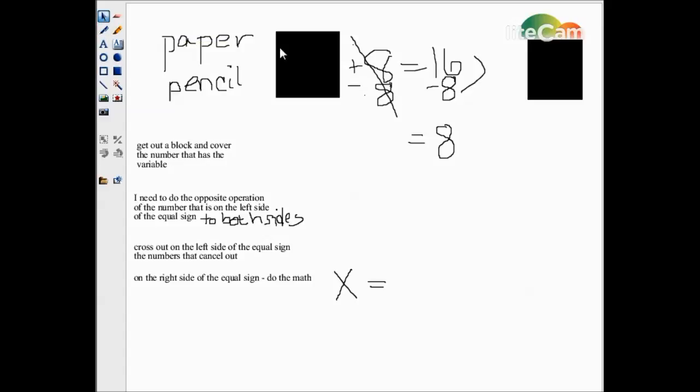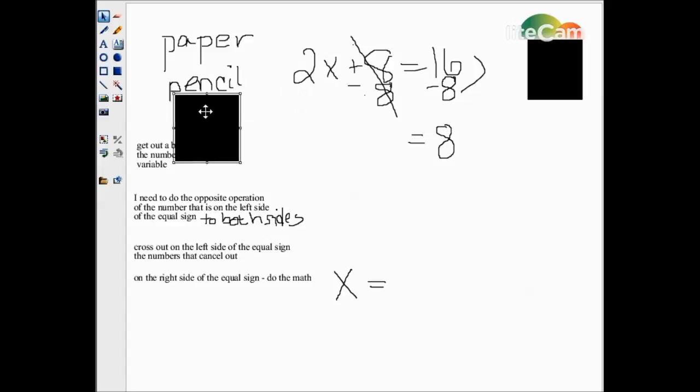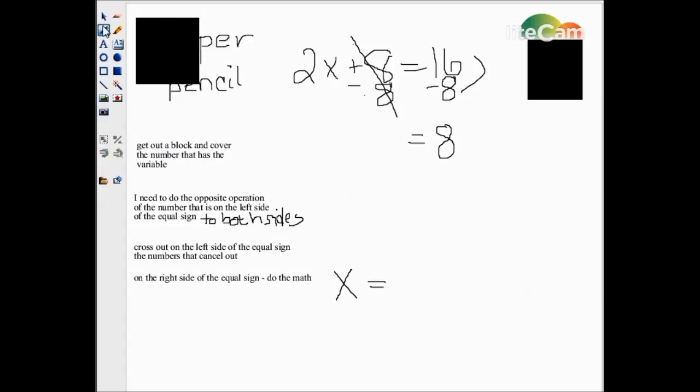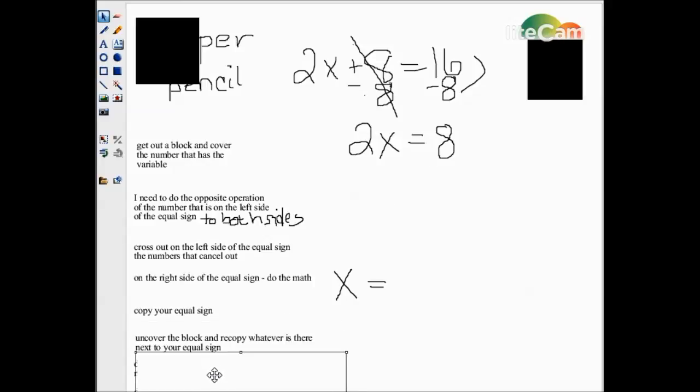Now, what do we do? We move this block out of the way. And we are going to recopy this 2x. Look, this is done. The only thing we have left is this. We're going to recopy the 2x. Okay, here's time to take some notes. Copy your equal sign if you haven't done that already. Uncover the block and recopy whatever was here, right here, next to your equal sign. Pause this, copy these notes, and then restart the video.